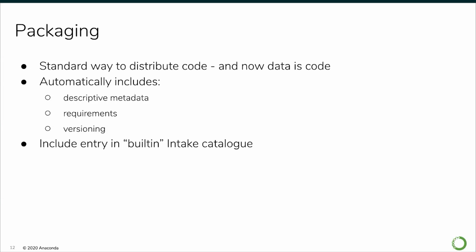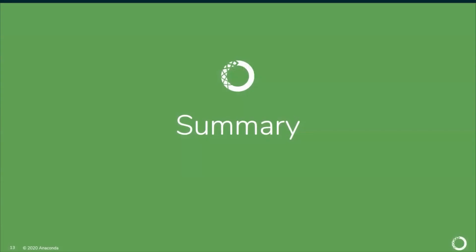You can upload this to Python packaging index, or you can create it into a Conda package and upload it to your corporate Conda channel if you have one of those. And then people can use it. They don't even need to import your package. It's just there in the intake.cat built-in catalog. How easy is that? And now a brief summary.